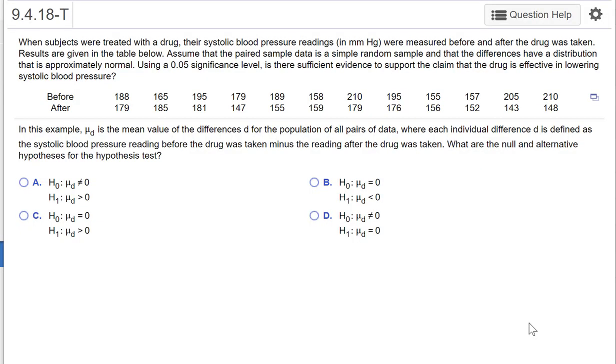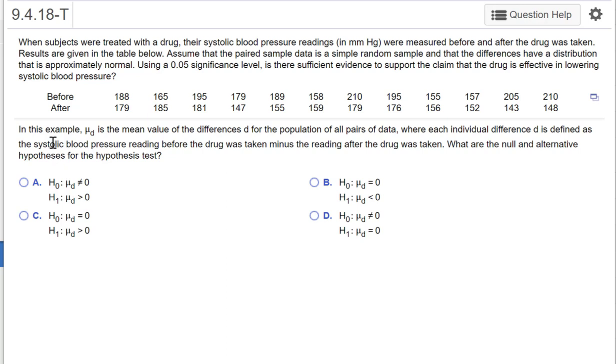When subjects were treated with a drug, their systolic blood pressure readings were measured before and after the drug was taken. Results are given in the table below. Assume that the paired sample is a simple random sample and the differences have a distribution that is approximately normal. Use a 0.05 significance level. Is there sufficient evidence to support the claim that the drug is effective in lowering systolic blood pressure?